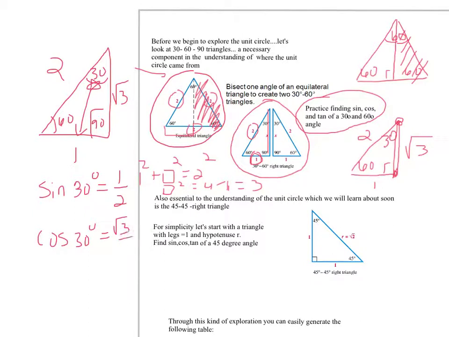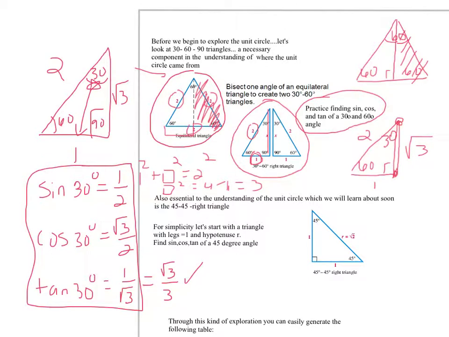Adjacent over hypotenuse. And tangent of 30 is opposite over adjacent. So 1 over root 3, which you clearly have to rationalize, so you would end up with root 3 over 3. Multiply the top and bottom by square root of 3. And I think you guys are getting good at rationalization by now. So we can practice finding sine, cosine, and tangent for 30-degree angles and 60-degree angles respectively.